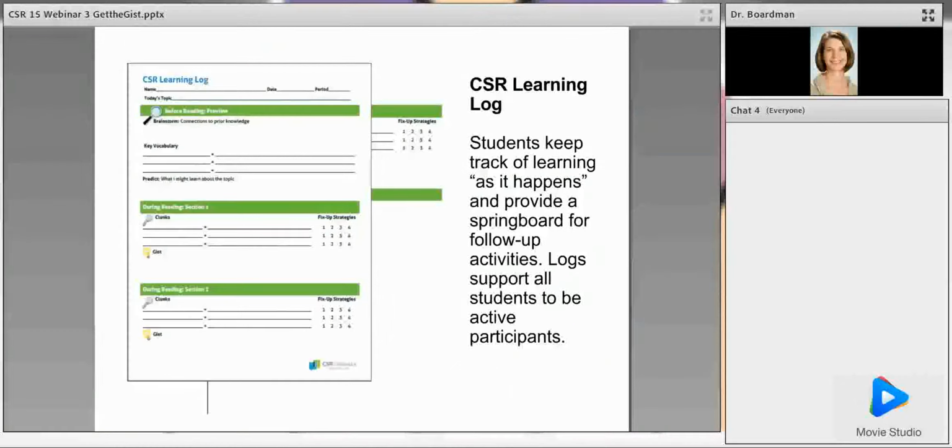There are a couple of important resources I want to remind you of. One of them is the CSR Learning Log. This is where students can keep track of their learning as it happens. It's also something that can be used later. Teachers can grade the learning log. They can offer feedback. Students can go back and revise. And they can also use it as a study tool.